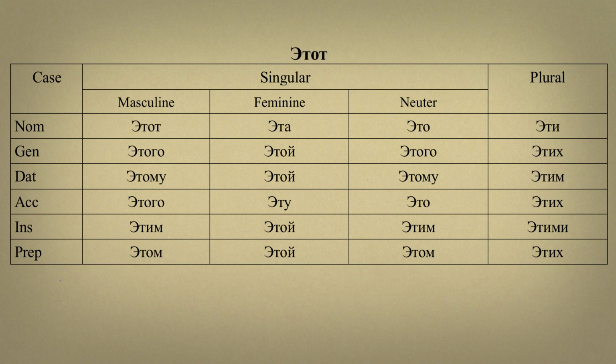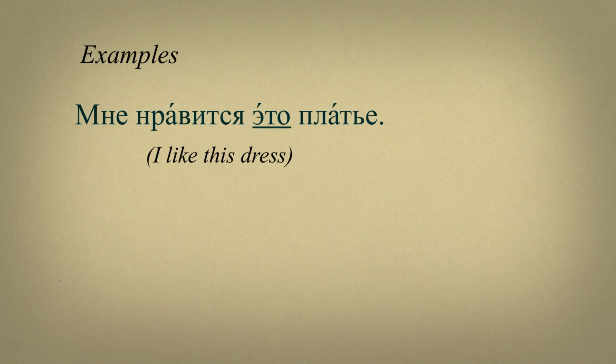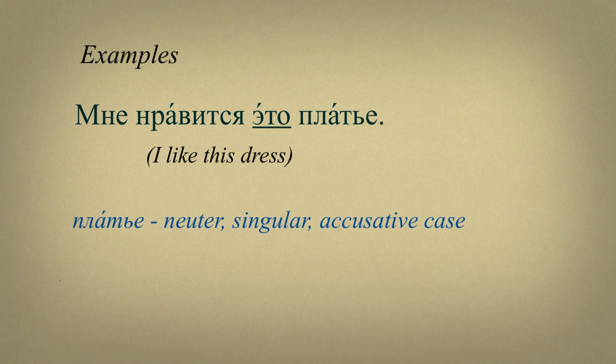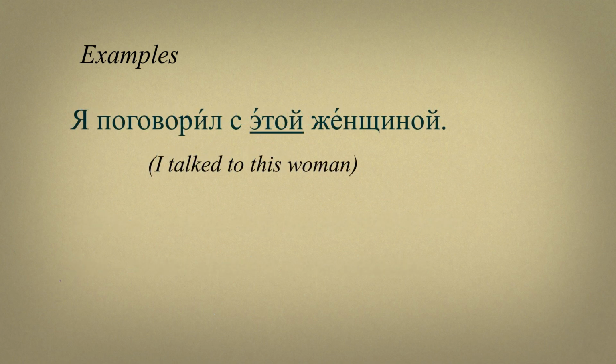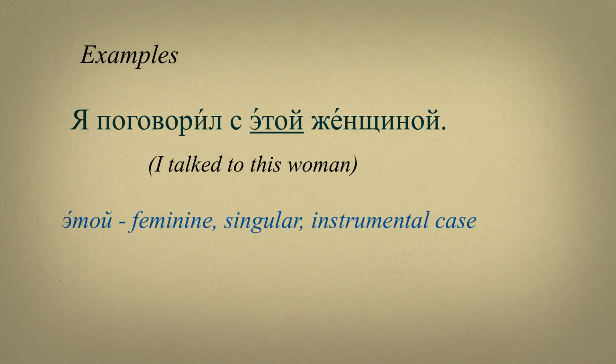Let's read some examples. Мне нравится это платье. The noun платье is neuter, singular, and in accusative case form, and that's why the pronoun этот is also neuter, singular, and in accusative form. One more example. Я поговорил с этой женщиной. The pronoun этот is feminine, singular, and in instrumental case form.